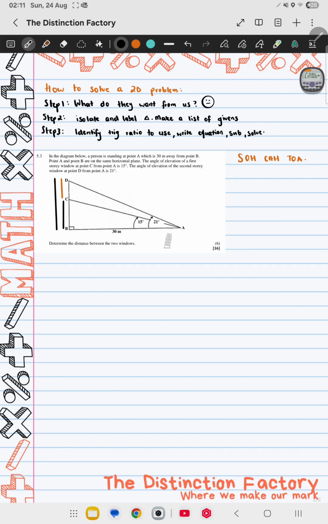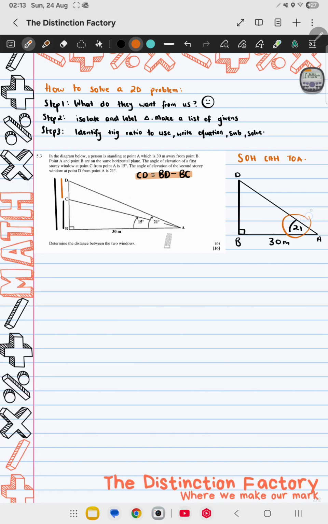And now we can move on to step 2. Step 2 says isolate and label the triangle and make a list of the givens that we have. So let's first start by working out the length of BD. Alright, so now that I've isolated triangle ABD, which we are using to get the length of BD, now we can start to label and make a list of the givens.